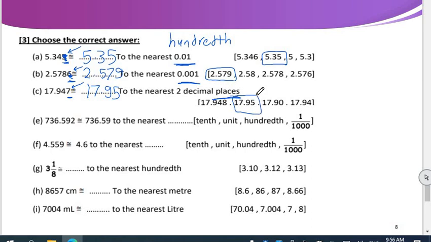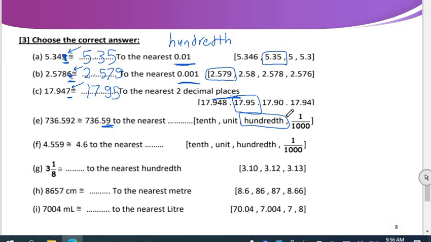Okay, letter E. 736.592 approximated to 736.59 to the nearest what? In here we have how many digits after the decimal point? Super, 2 only. To the nearest what? Tenth or unit or hundredths or 1 over 1000? Super, hundredths. So if we have 2 digits after the decimal point, this means it is to the nearest hundredths.